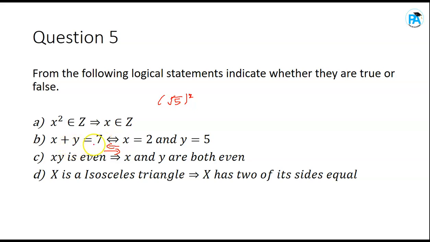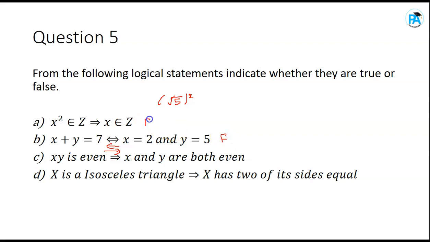So x + y = 7 does not necessarily mean x is equal to 2 and y is equal to 5. It could be that x is equal to 3 and y is equal to 4. It could be that x is equal to 1 and y is equal to 6. It could also be that x is equal to 6 and y is equal to 1. So this direction was true, but this direction was not always true. Since both conditions do not hold together, the answer for this is false.